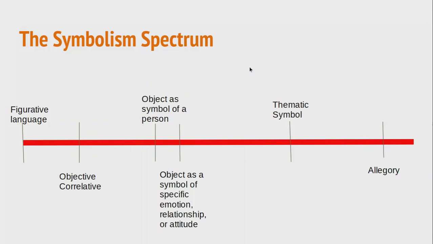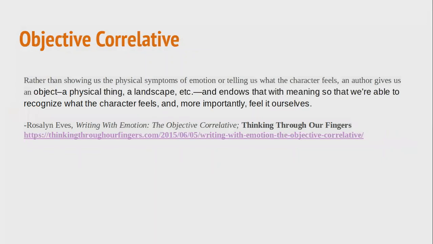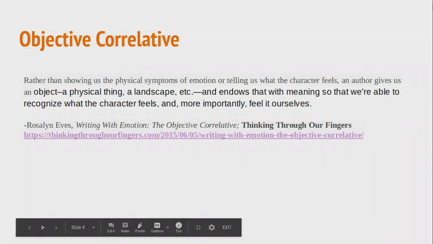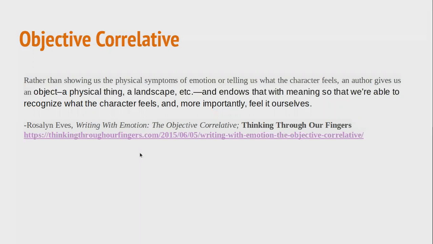So let's start with the objective correlative, because I'm assuming you all know how to do metaphors and similes. This comes from Rosalind Eve's Writing with Emotion, the objective correlative, and I suggest that you read the whole blog for yourself, because I don't have time to go through all of the amazing examples she gives. Objective correlative is basically a tool in your show-don't-tell toolkit. Rather than showing us the physical symptoms of emotion or telling us what the character feels, an author gives us an object, a physical thing, a landscape, etc., and endows that with meaning so that we're able to recognize what the character feels and, more importantly, feel it ourselves.